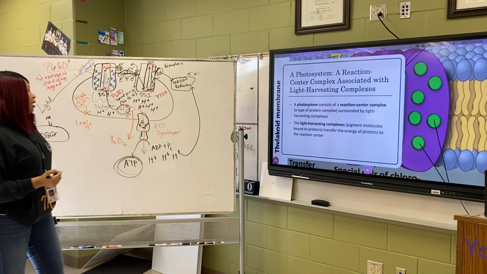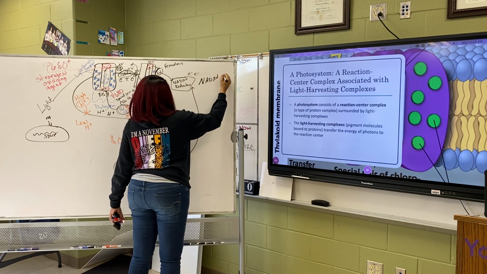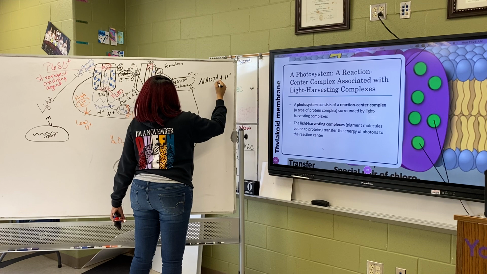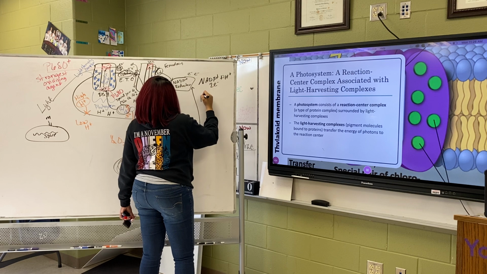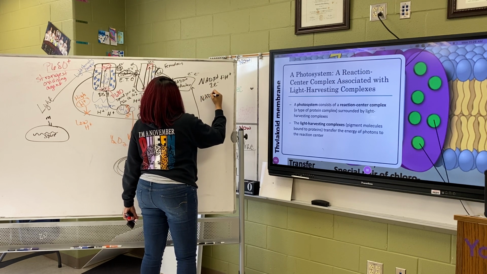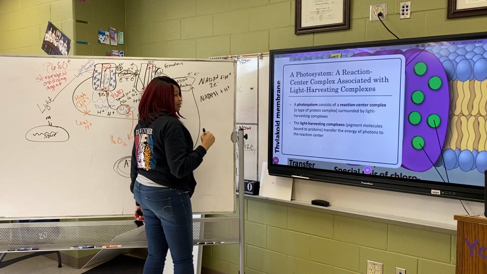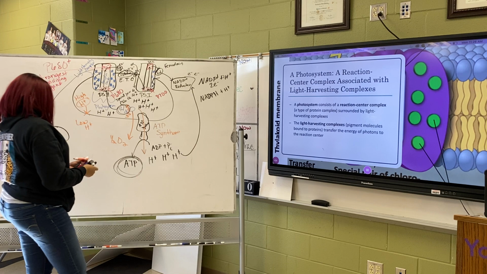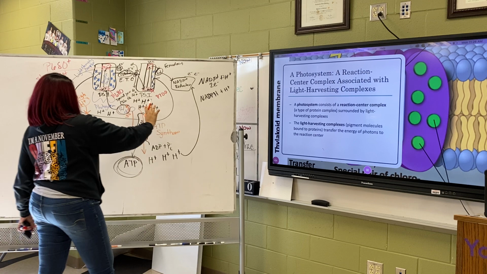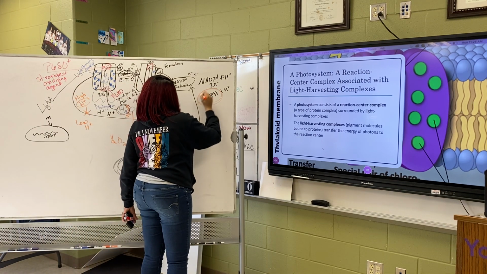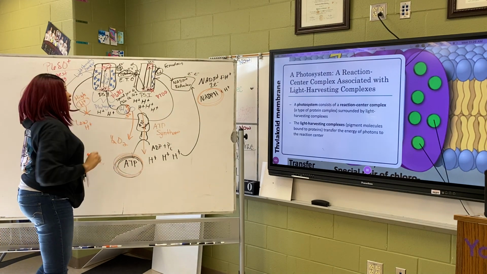They're moved to this enzyme. This enzyme's job is to join NADP plus with the hydrogen ions and the electrons, right? So what you end up with is NADPH plus a hydrogen ion. So at the end of the light-dependent reaction, at the end of LDR, the energy is going to be found here and here. ATP and NADPH.